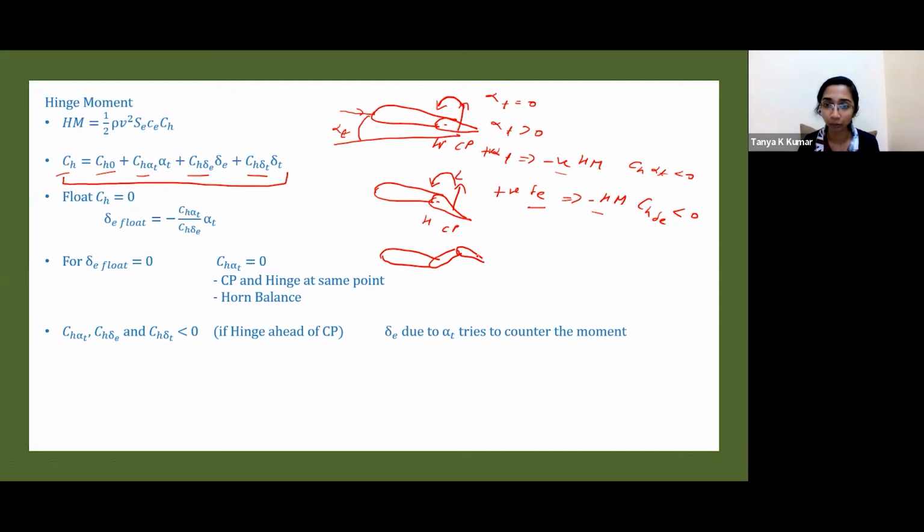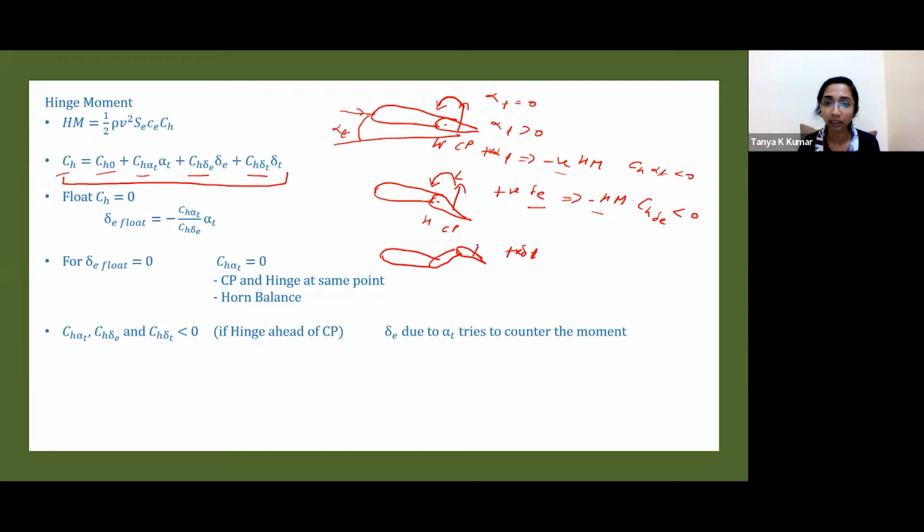Okay. This is at the free condition, that is stick free, where you're not holding the stick fixed, right? So in the stick free condition, if your elevator is floating up, for an oncoming velocity, your trim tab would float down, would deflect down. So that means it is a positive delta T. Delta T is the trim tab deflection.